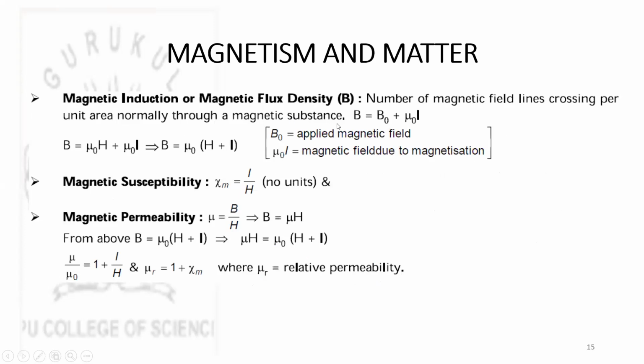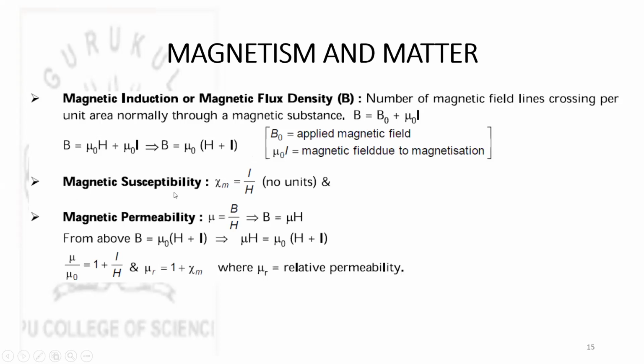In general, at any point, you have magnetic field B, which is equal to the sum of the applied magnetic field and the magnetic field due to the magnetization of the substance. The magnetic field inside the substance is equal to the applied magnetic field plus the magnetic field due to magnetization. Here the applied magnetic field is the magnetic field produced by a source, that will be nothing but mu naught H. So B is equal to mu naught H plus mu naught I, or B is equal to mu naught into (H plus I).